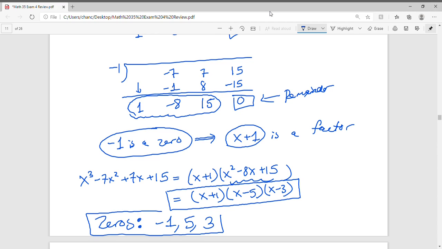So this completes the problem. We can factor our polynomial as x plus 1 times x minus 5 times x minus 3, and this allows us to conclude that the zeros are negative 1, 5, and 3.